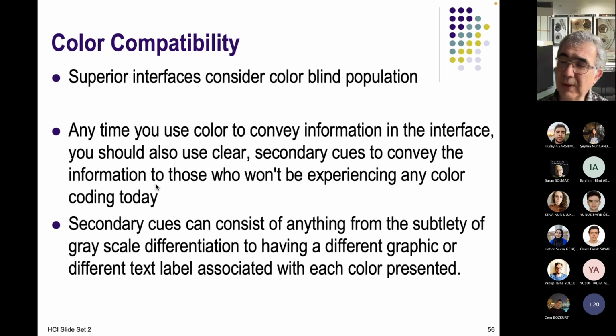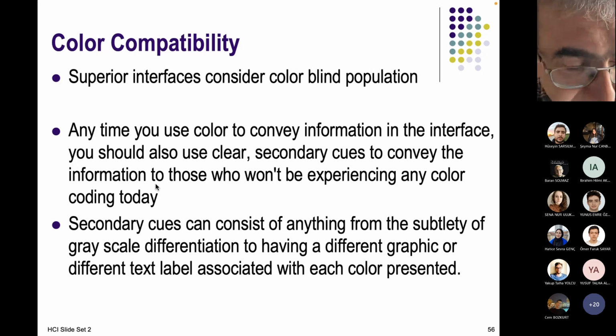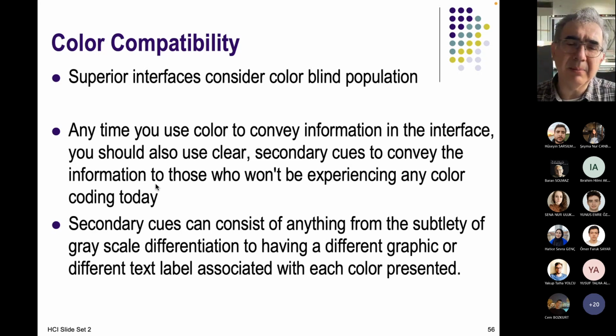Therefore, secondary cues can consist of anything from the subtlety of grayscale differentiation to having different graphic or different text label associated with each color presented. For example, the stop sign is red, but in addition to red, it has a symbol or stop on it. So whenever you see stop, you read it and then you realize it's a stop sign, not only because it is red.